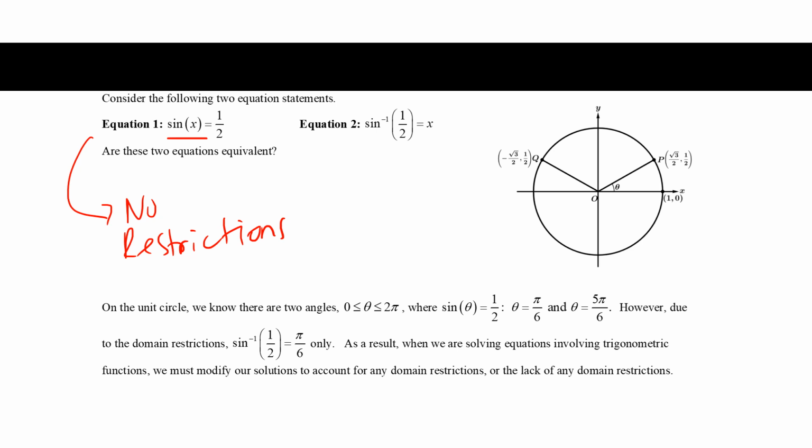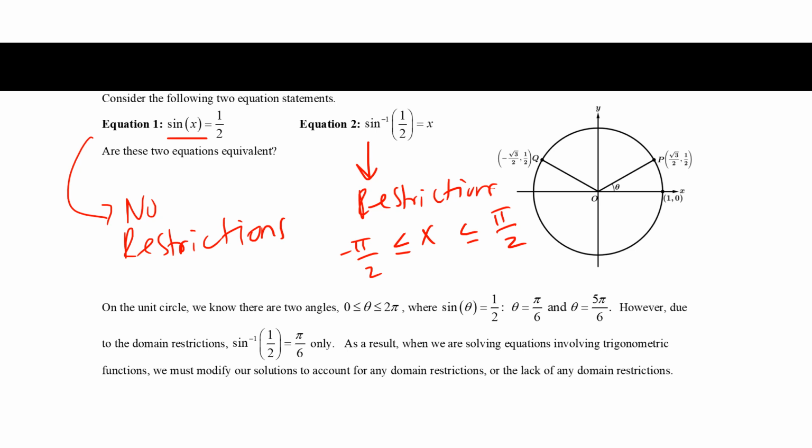This one has no restrictions. However, because this is an inverse function, there are restrictions, right? And the restriction for this one is that your value, your x, has to be between negative pi over 2 and positive pi over 2, meaning that it's only in quadrant 1 and quadrant 2. Okay, so do we see the difference in these two equations? If I just have sine x equals 1/2, and then I have the inverse sine of 1/2 equals x, that's the difference. One has no restrictions, one has restrictions.